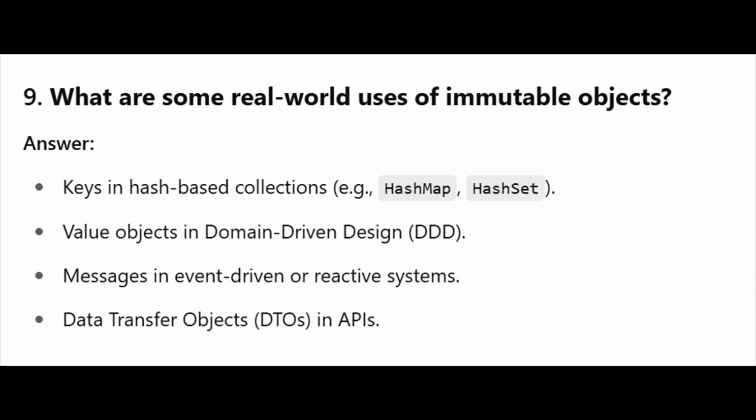9. What are some real-world uses of immutable objects? Answer. Keys in hash-based collections, e.g., HashMap, HashSet. Value objects in domain-driven design, DDD. Messages in event-driven or reactive systems. Data transfer objects, DTOs, in APIs.